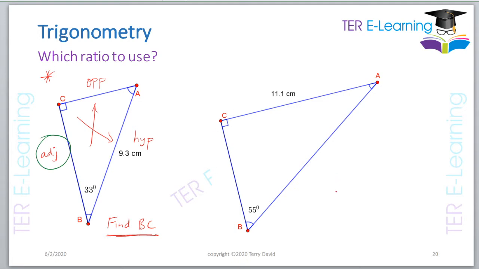What about this one here? I'm going to find BC in this case. So looking at this diagram here, what are we using? Sine, cosine, or tan?